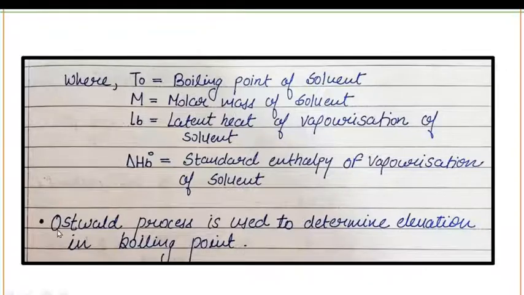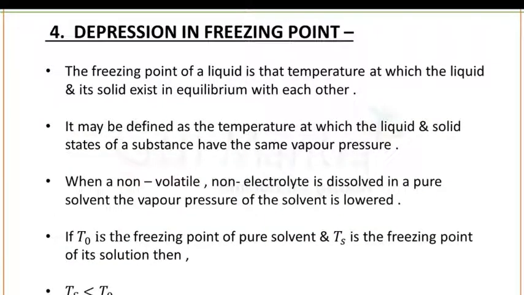Okay, now a very important note: Ostwald-Walker process is used to determine the elevation in boiling point. You have to remember the name of this process, that is Ostwald's process, that is used to determine the elevation in the boiling point. Now, the fourth colligative property we have is depression in the freezing point.